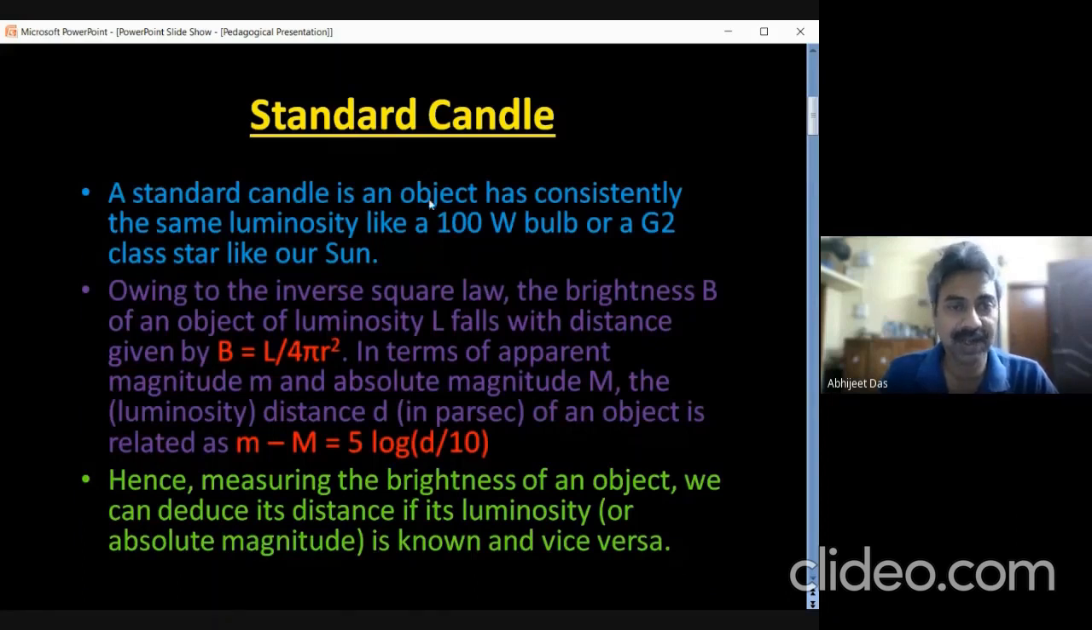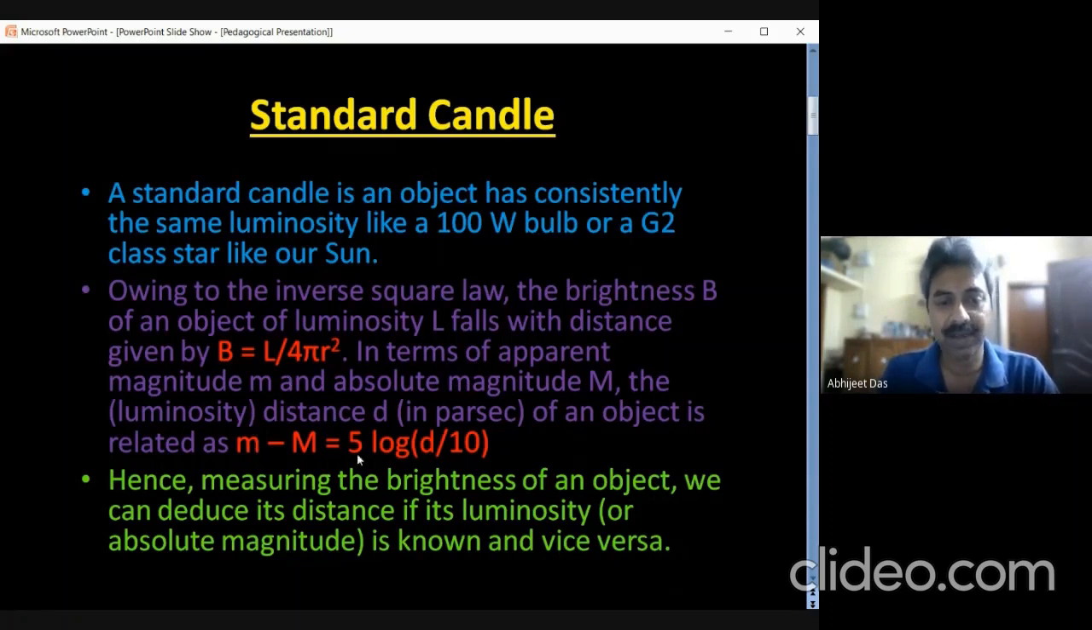So the standard candle is an object that has consistently the same luminosity, an intrinsic luminosity, and owing to the inverse square law, the brightness of an object falls inversely as the square of the distance. So observing the brightness and knowing the luminosity, we can find out how far it is from us.